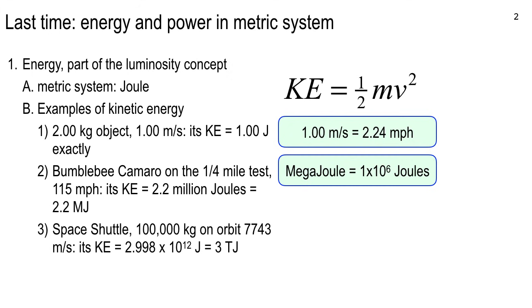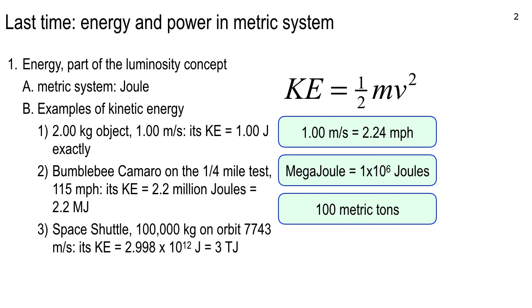Space shuttle, I looked this one up this morning. The normal mass of the space shuttle is on the order of 100 metric tons, 100,000 kilograms. All right, and when it's on orbit, its orbital speed is about 7,743 meters per second. Now that's like 17,000 miles per hour. Just multiply that number by 2.24, and it's about 17,000 miles per hour. So it's up there on orbit, it's really booking.